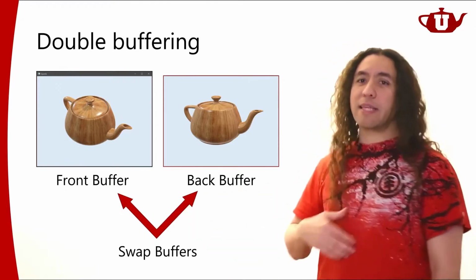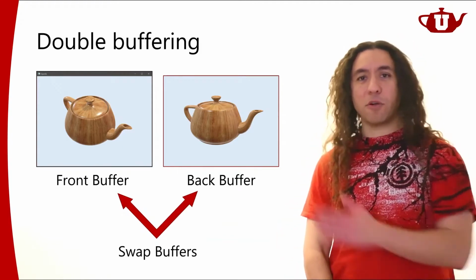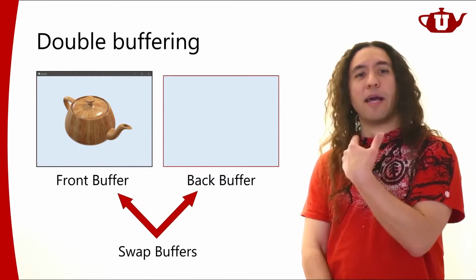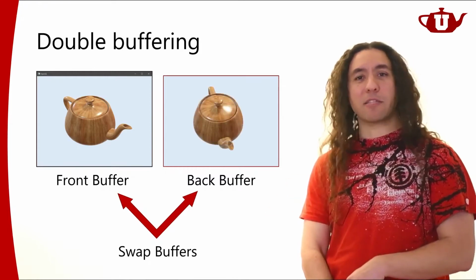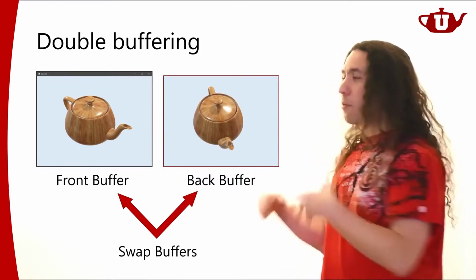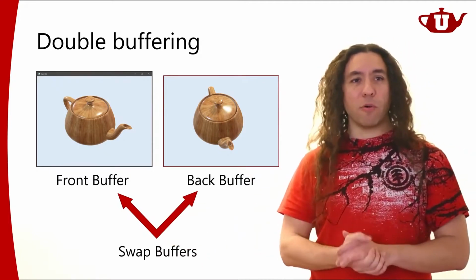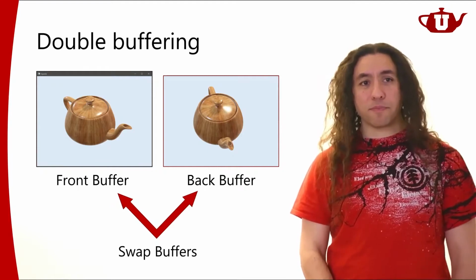For rendering the next frame after that, I'm going to be clearing this, and then I'm going to be rendering my next frame. And then of course, you swap the buffers again. So that's pretty much the workflow that we use with double buffering.